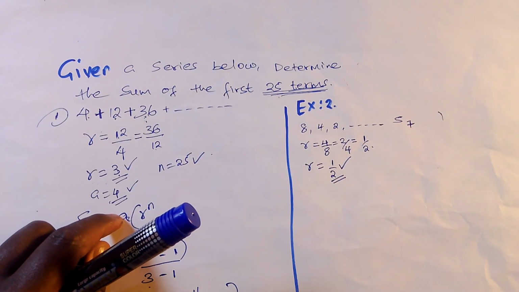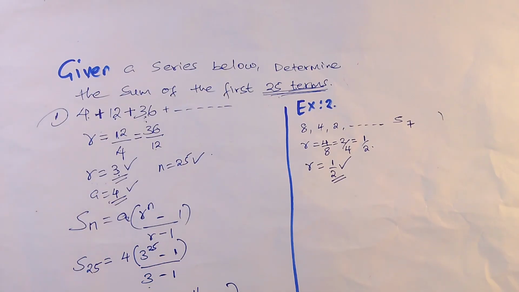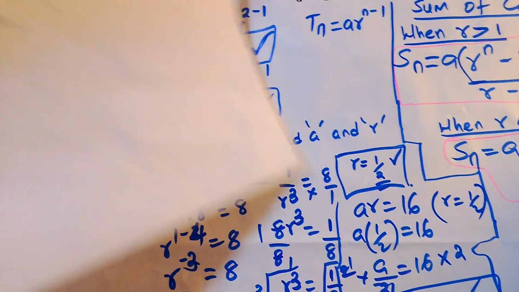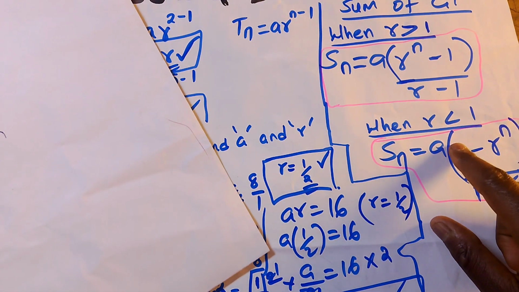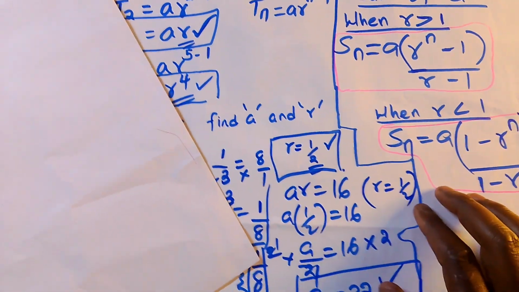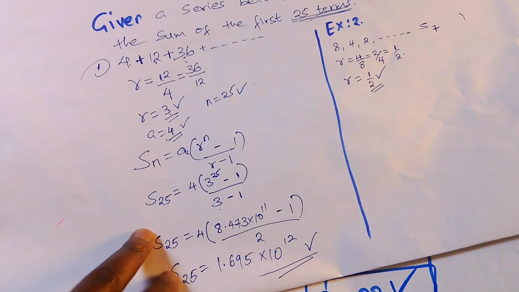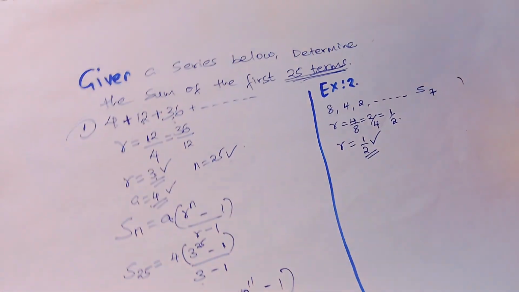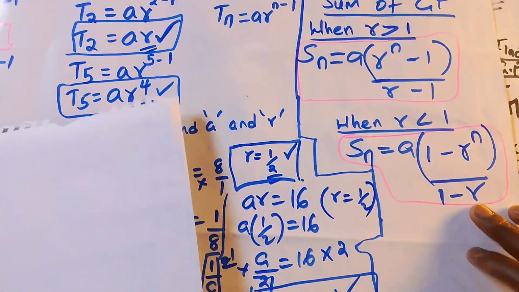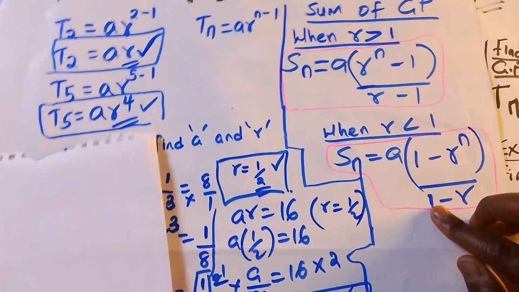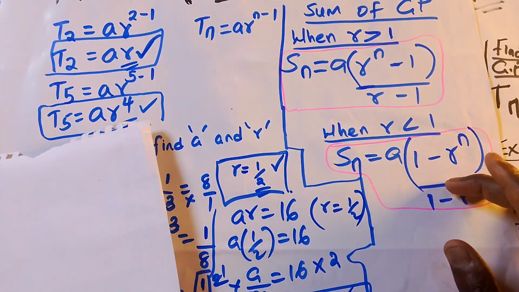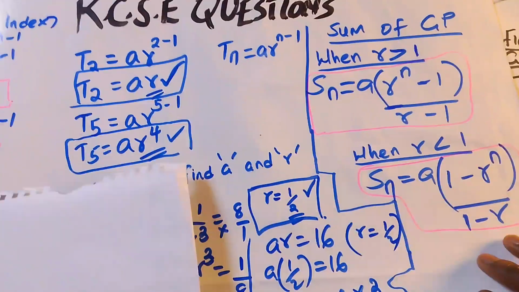When we get our common ratio is equivalent to 1/2, we are going to take the formula here. This is the formula we are going to use when R is less than 1, you can see. And we say that when R is less than 1, we use the formula A into 1 minus R to power n over 1 minus R. That is the formula that we are going to be using.